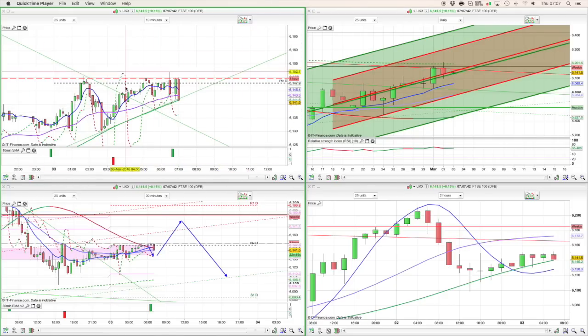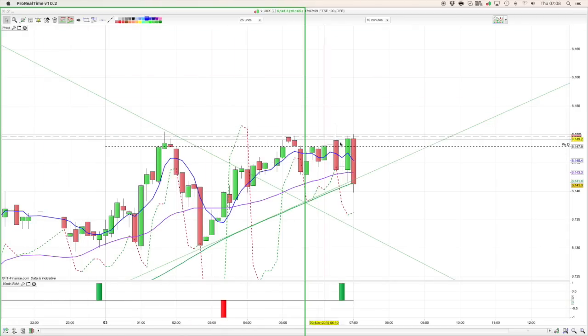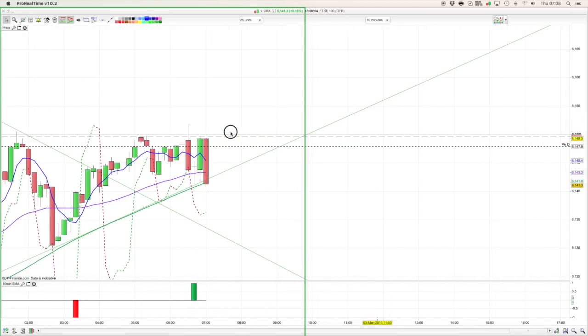We've got a 10-minute chart over on this side, and then a 30-minute below that, and then a 2-hour chart and a daily chart as well. So I've got 4 snapshots, if you like, for the FTSE. So basically, if I just look at this 10-minute chart to start with, and let me make that a bit bigger, move that over here.